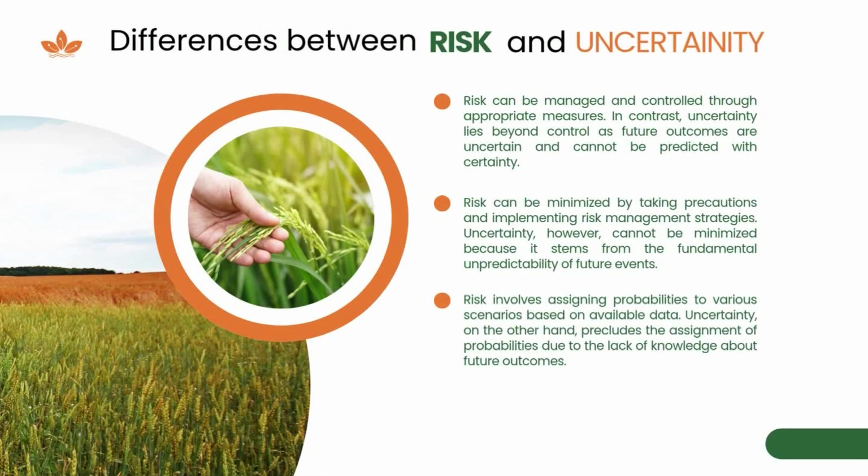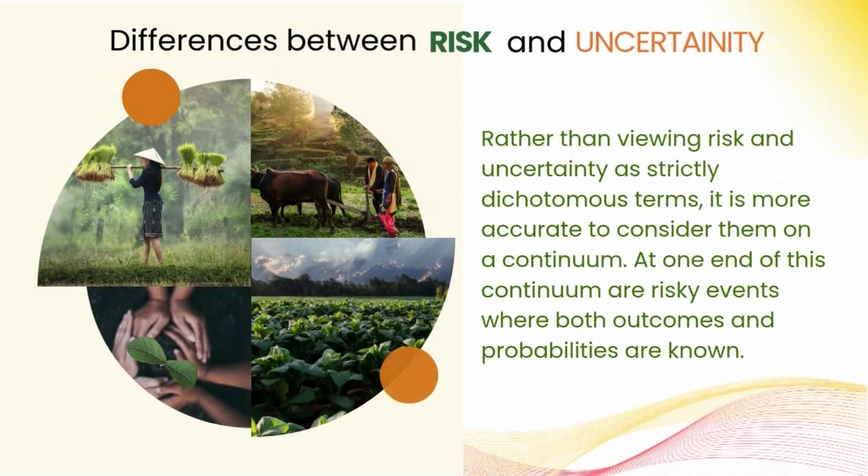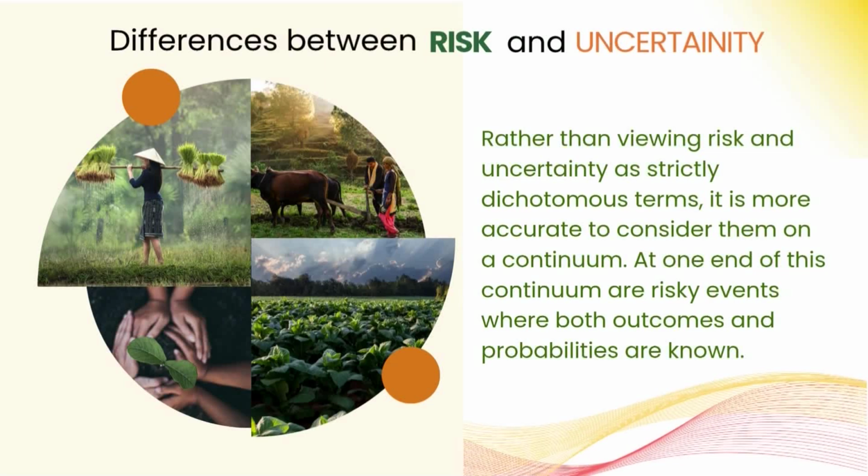Number six, risks involve assigning probabilities to various scenarios based on available data. Uncertainty, on the other hand, precludes the assignment of probabilities due to the lack of knowledge about future outcomes. Rather than viewing risk and uncertainty as strictly dichotomous terms, it is more accurate to consider them on a continuum. At one end of this continuum are risk events where both outcome and probability are known. At the opposite end are uncertain events where neither outcome nor probability are known.